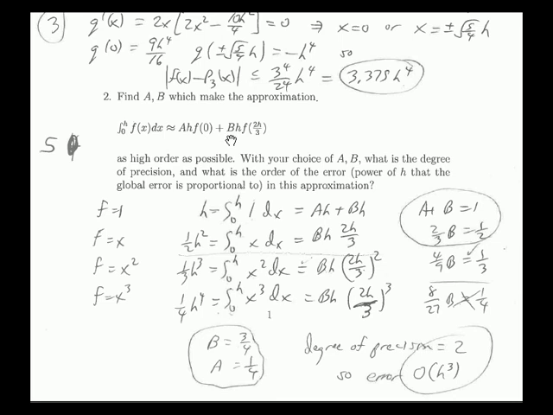This, you're supposed to determine a and b, which make it as high degree precision as possible. This is a homework problem, by the way. So you just plug in f equal to 1, x squared, x cubed, and keep going until you determine what a and b have to be to get that far. And of course, it doesn't do any good to be exact for x cubed if it's not exact for x squared. So, okay, you plug in 1, x squared, x cubed, calculate the actual integrals.